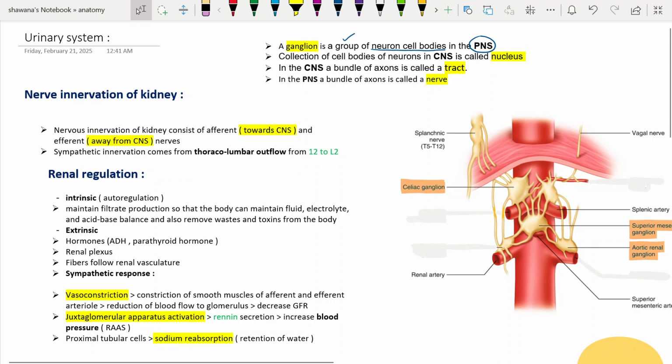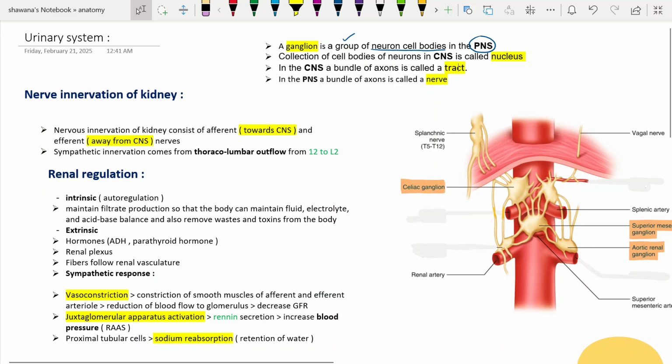Innervation of the kidney. I have covered the anatomy and the basic internal structures of the kidney, but I have left the nervous innervation because it's a bit complex. So I've decided to cover it in a separate video. So let's get into it.